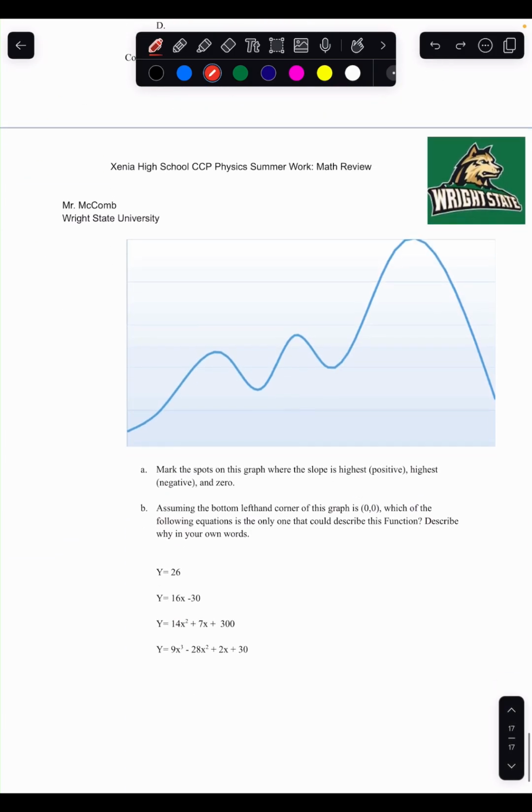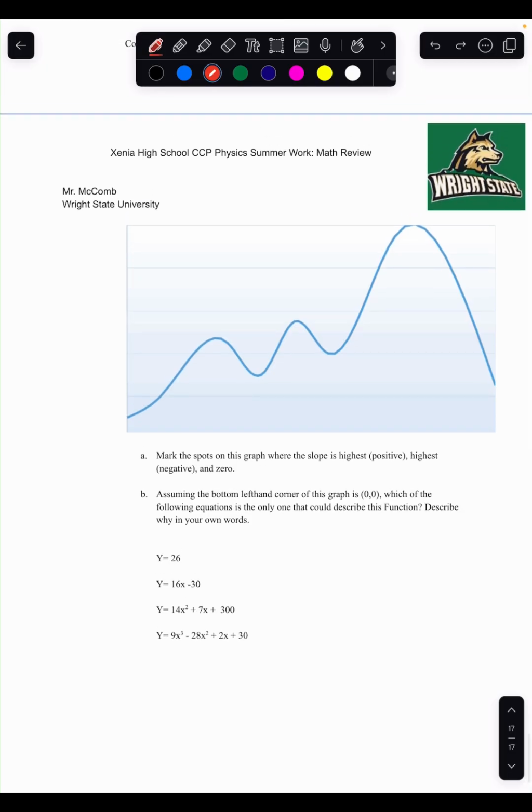Okay, the last question of the entire thing. We're going to look at this last graph, and we're going to mark the spots on this graph where the slope is highest positive, highest negative, and 0. So similar question to where it was last time.